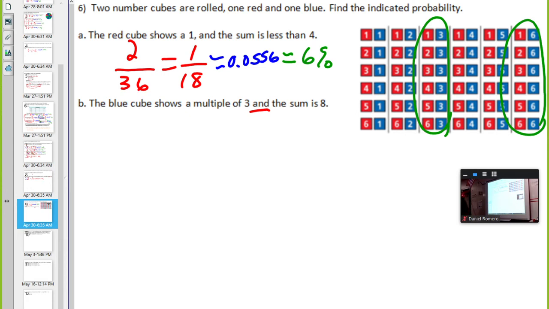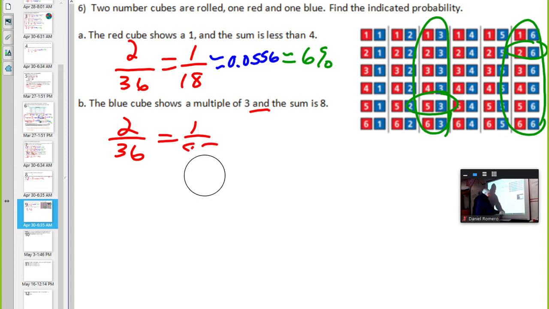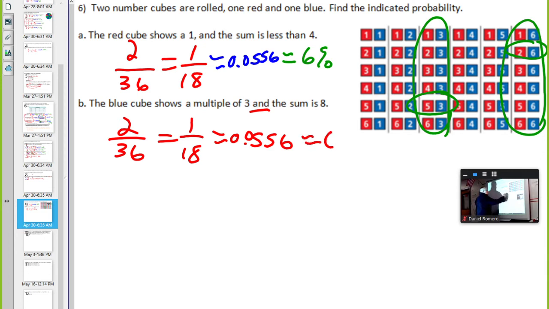The blue cube shows, so we got that part, and now the sum is 8. Out of those 2 circles that I drew, how many add up to 8? Let's see, 5, 6, 7. So this one adds up to 8. It's only gonna be 2, and then this one here adds up to 8. Still also 2. So out of the set, there's 2 out of 36, which is, again, 1 out of 18. It's the same thing. Which is approximately 0.056, which is around 6%. Same thing.